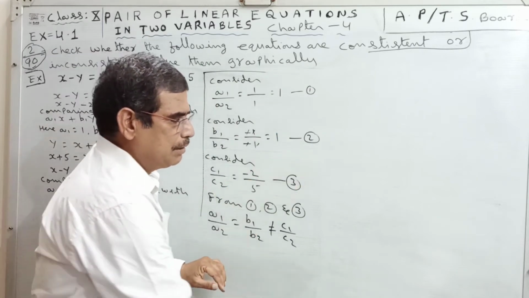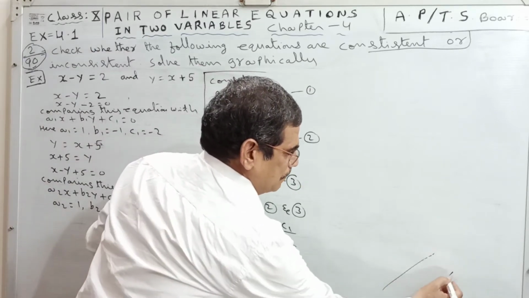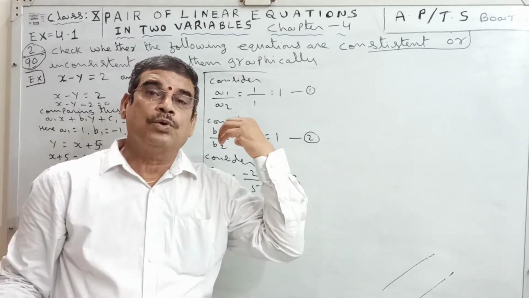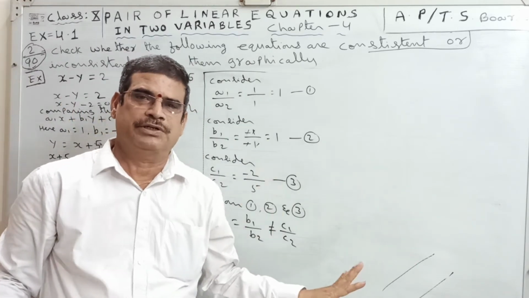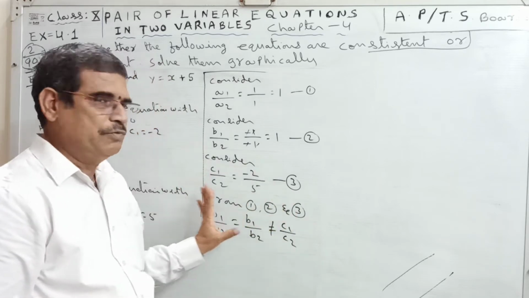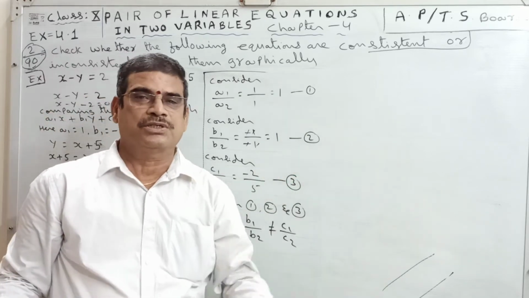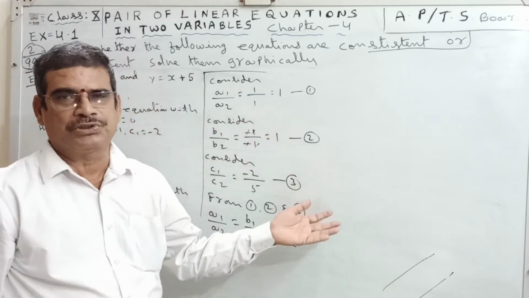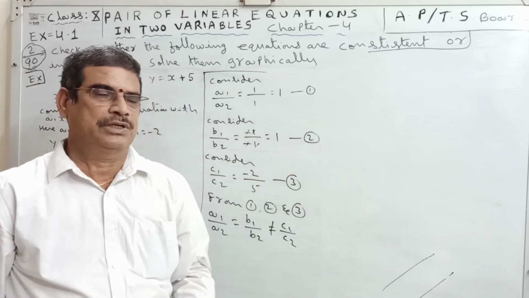This means these two lines are parallel lines. The lines will come like this, parallel. That means there is no solution for it. So these equations are called inconsistent. If a solution is there, they are called consistent. If no solution, they are called inconsistent.